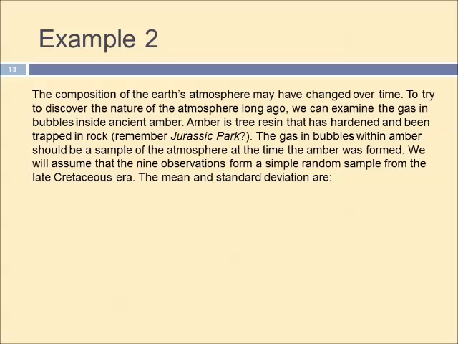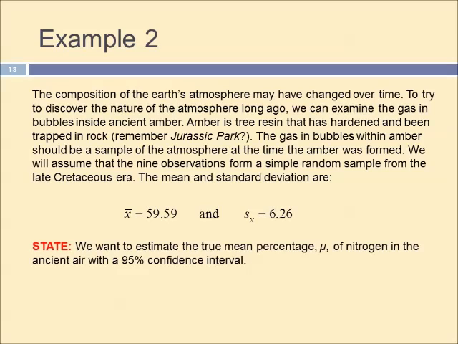was formed. We will assume that the 9 observations in this case form a simple random sample from the late Cretaceous era. The mean and the standard deviation are 59.59 and 6.26 respectively. So we want to estimate the true mean percentage, mu, of nitrogen in the ancient air with a 95% confidence interval.